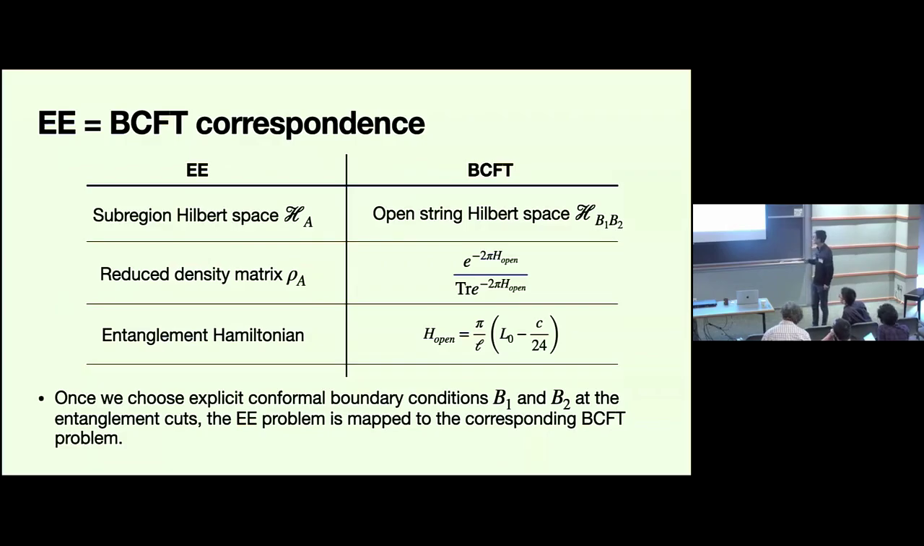The reduced density matrix is nothing but the time evolution along the interval. In other words, it's the exponential of the open string Hamiltonian. The entanglement Hamiltonian, defined as the logarithm of the reduced density matrix, is identified with the open string Hamiltonian.